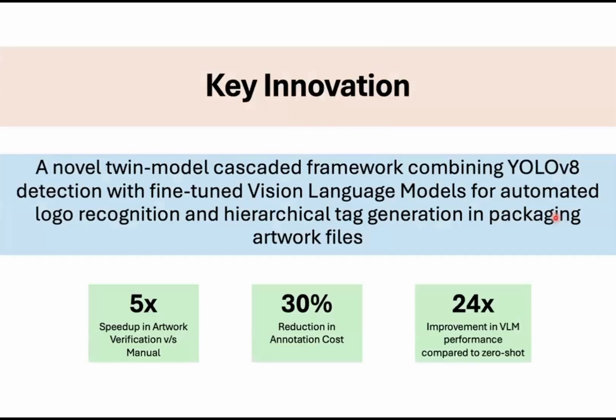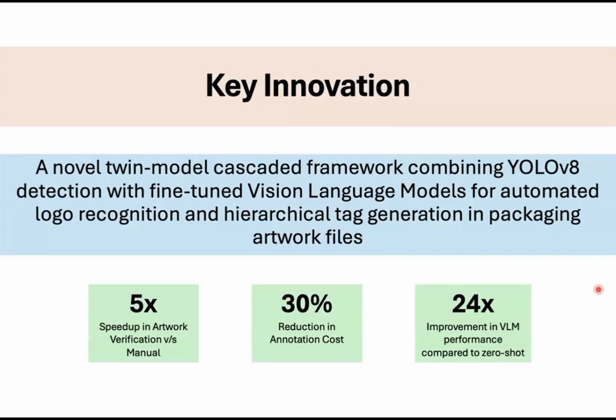Let's talk about the key innovations that we are trying to project through this work. One thing is that we have prepared a twin model based cascaded framework, which combines the detection capabilities of YOLO V8 to detect logos. And then we are also using fine-tuned vision language models for automatic logo recognition. And then we generate tags, hierarchical in nature, for these packaging artwork files.